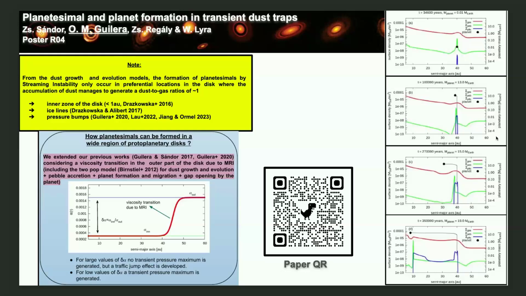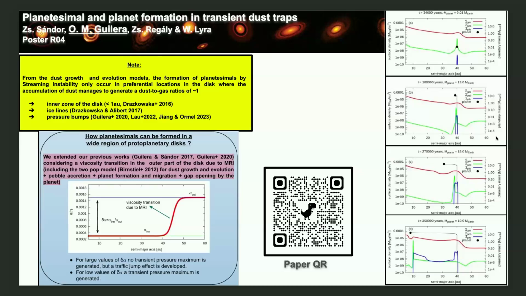So in the right panel, you can see that at the beginning of the simulation, the dust is efficiently trapped in the pressure maximum, and planetesimals can form there, and an embryo can also form. And this pressure bump not only traps the dust very efficiently, it also acts as a planet migration trap. So the planet stays there in the pressure bump and accretes the pebbles and planetesimals very efficiently.